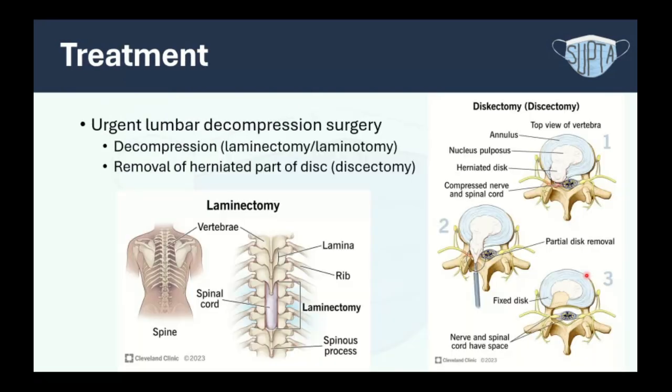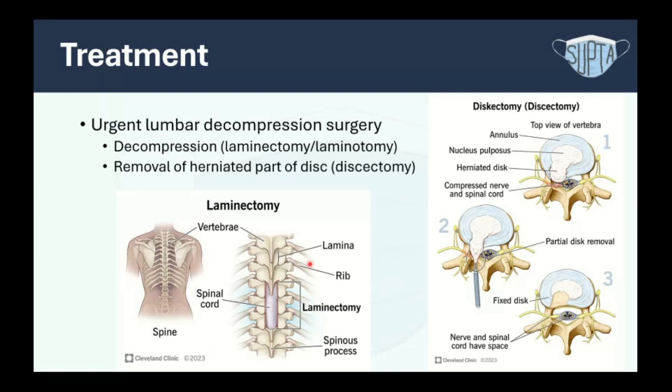And then treatment. You'd get an urgent lumbar decompression surgery because of the medical emergency, and I think if it's untreated, it can lead to long-term paralysis. So you do want to try and treat it as soon as possible. You do a similar decompression surgery as I mentioned before, with the laminectomy or laminotomy. So you just remove this part of the lamina here, and that decompresses it and gives it more space to move around.